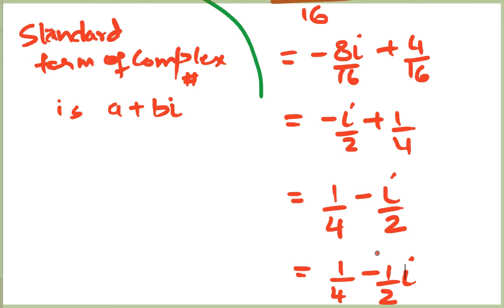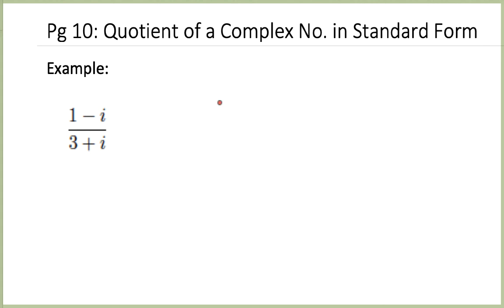So one more example, guys, of the quotient of two complex numbers. So let's look at this example: 1 plus i over 3 plus i. Remember, the step is to multiply this expression by the conjugate of the denominator. Now we have already seen the conjugate of the denominator is 3 minus i. So we're going to multiply by 3 minus i over 3 minus i.